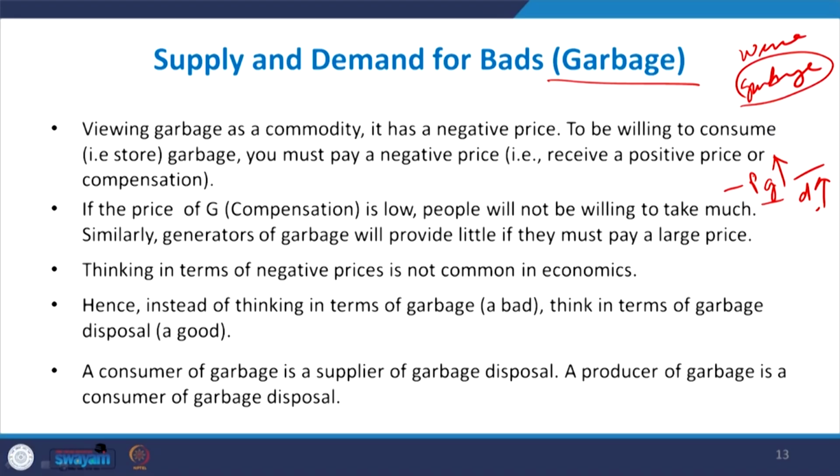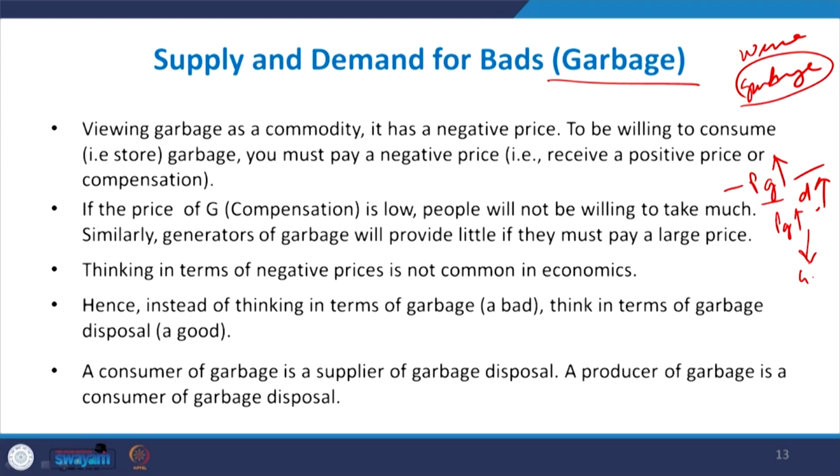Similarly, the generator of garbage, who is generating the garbage? Say the wine manufacturer. So, the generator of garbage will provide little if they must pay a lot. For example, if the market price of garbage G is very high, then the wine manufacturing company would try to generate less garbage, because it will add more cost to the company. So, thinking in terms of negative price is not common in economics. So, you should actually understand what we mean by negative price of garbage, because in economics we take price in a positive manner, not a negative price.